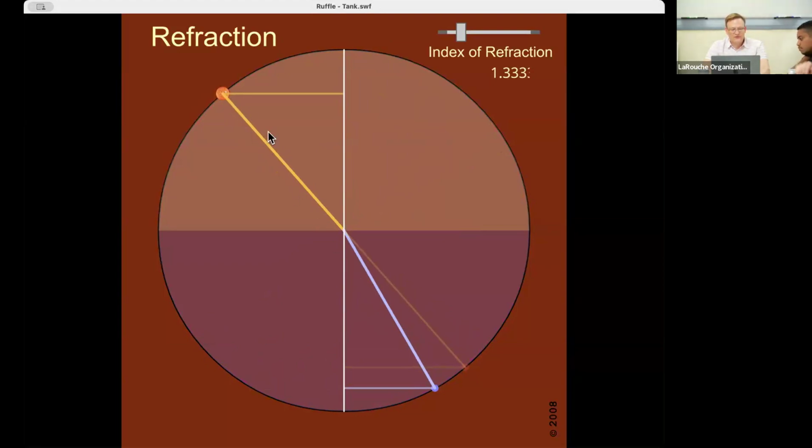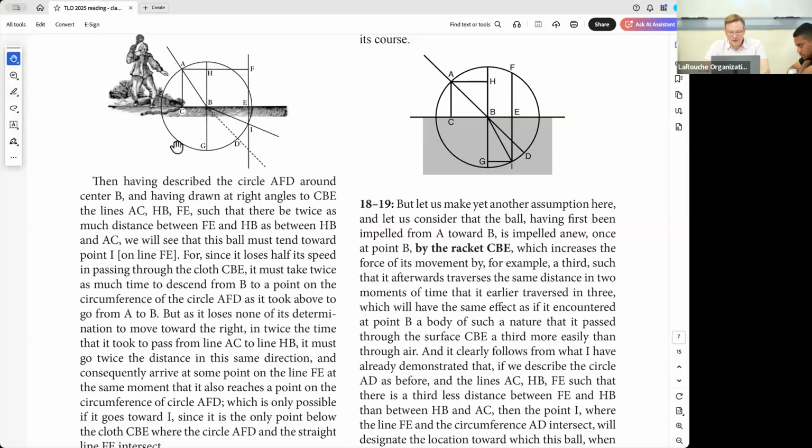Let's compare. So this is reality. Well, it's an image that animates an understanding of reality. And you can see which way the light bends. Compare that to what Descartes has in his picture. This is going up instead of down. And it's bending the wrong way.